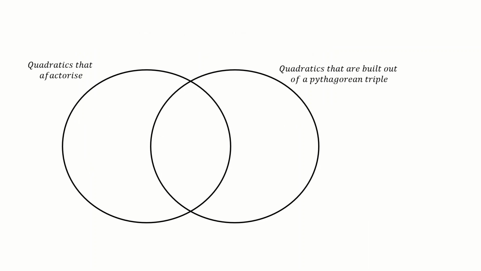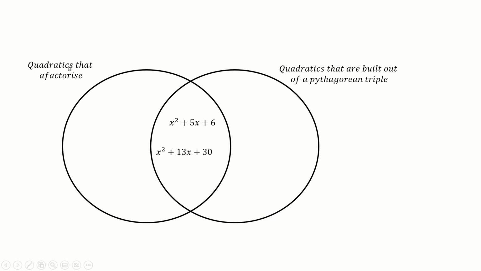Now, you'll recognize this as a Venn diagram, but mathematicians like to use Venn diagrams to understand relationships between things. So in this circle, I put all the quadratics that factorize. And in this circle, I put all the quadratics that are built out of a Pythagorean triple. And what I'm asking is, the ones that we found, so this factorized, this is the first one we saw, and it's built out of the hypotenuse and area of a Pythagorean triple, that belongs here because it's both. And so did this one.